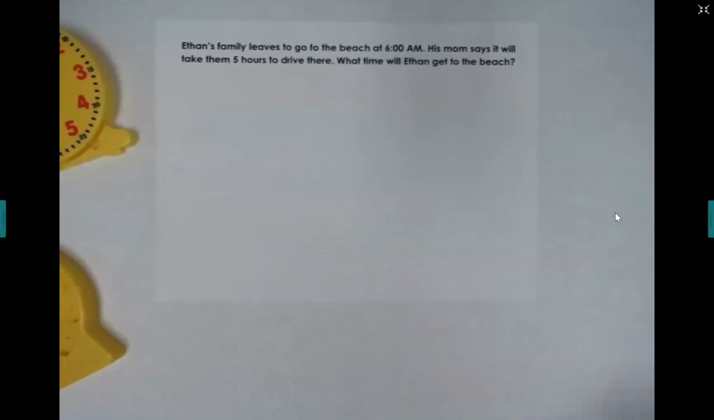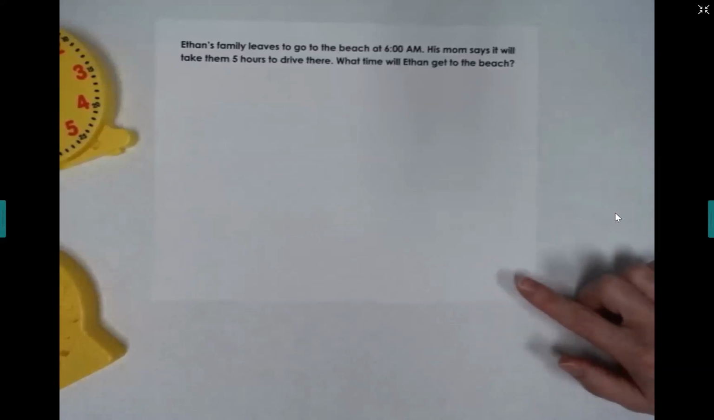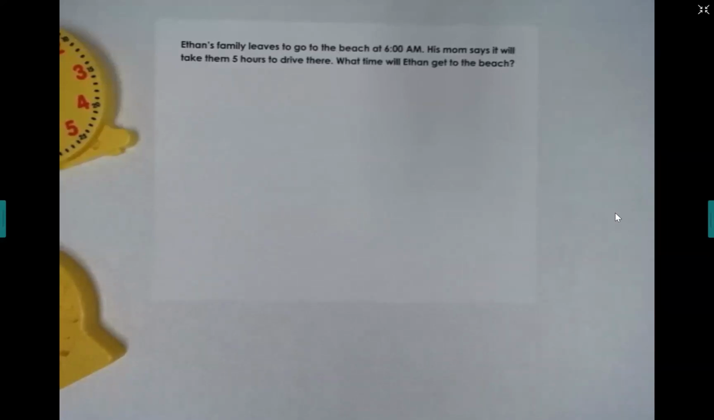So I have a problem here from one of our lesson plans, and we're going to kind of think through this by solving this problem. So Ethan's family leaves to go to the beach at 6 a.m. His mom says it will take them 5 hours to drive there. What time will Ethan get to the beach?